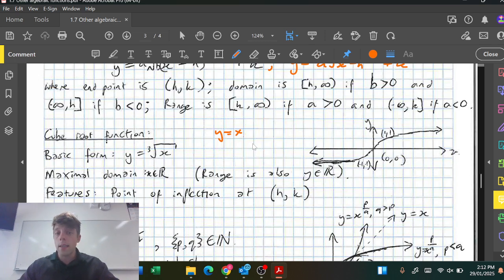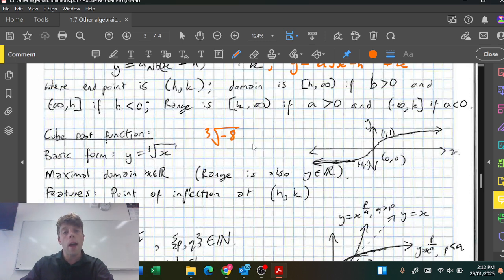The cube root is that exact same shape, just tilted on its side. So what was the x-axis is now the y-axis, and what was the y-axis is now the x-axis. It's the inverse. This is what the inverse means. We've just swapped the two axes with each other. And you can see that there is the basic form of a cube root. It's defined for all real numbers because we are actually allowed to have the cube root of a negative number.